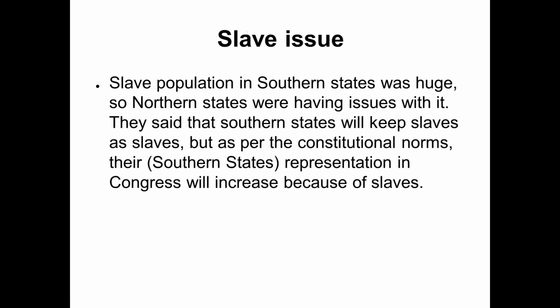Now, slave issues were there. Slave population was in the southern states. It was huge, and northern states had issues with it because more people were living in southern states because of the slaves, and representation will matter. Now, remember, the House of Representatives is to have representation based on population. And when all the slaves are living in the southern part, they will have more population, which in turn will translate into more representation in the House of Representatives. Okay, so these are the issues that the northern states had.